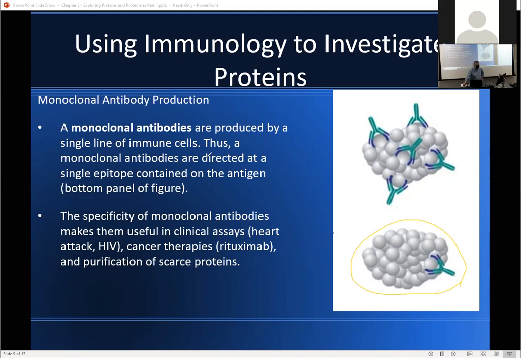Thus monoclonal antibodies are directed at a single epitope contained on the antigen, so down here. The specificity of monoclonal antibodies makes them useful in clinical assays, like for heart attack, HIV. Also for pregnancy tests. Home pregnancy tests use monoclonal antibodies that are directed against a hormone that's released once the egg implants in the uterus.